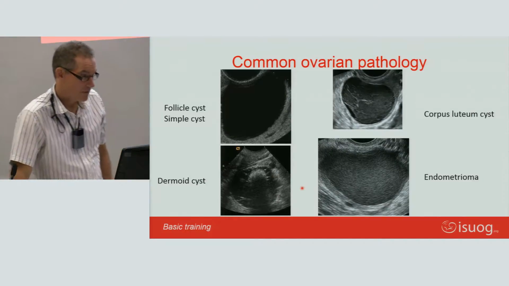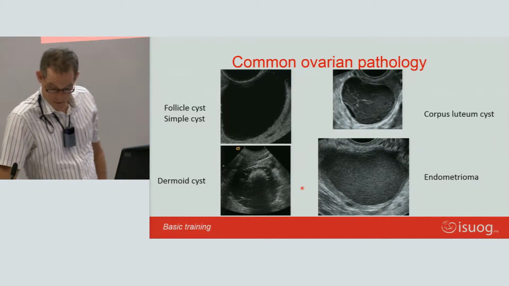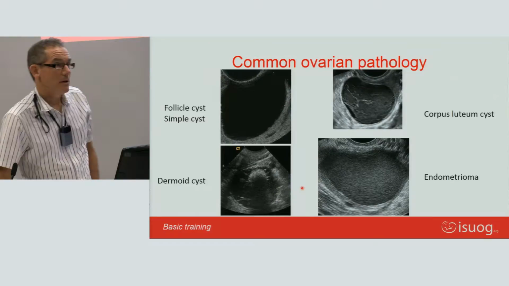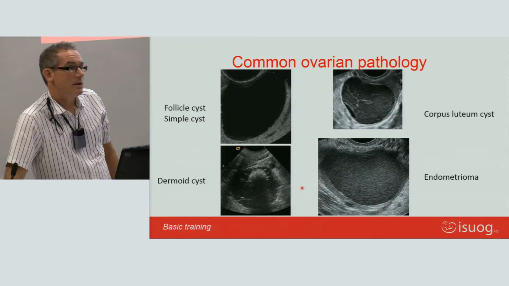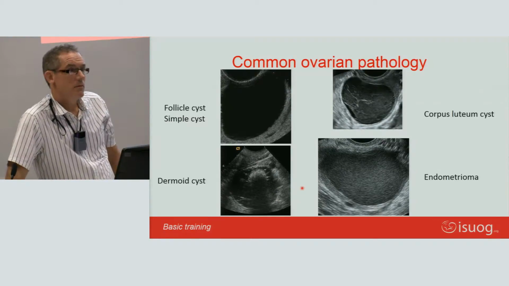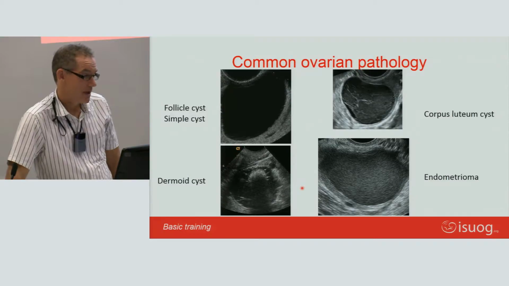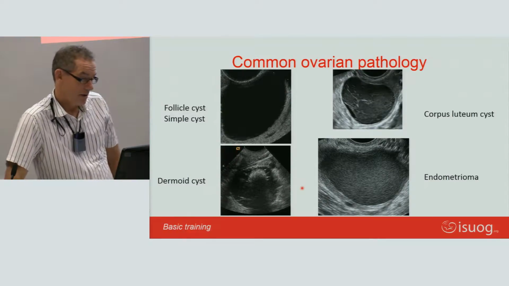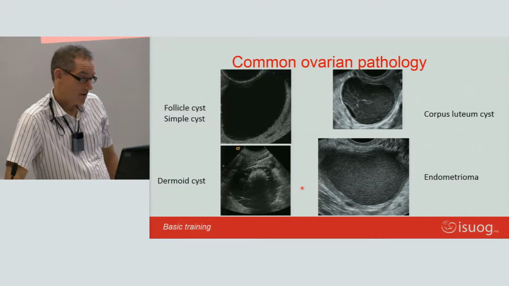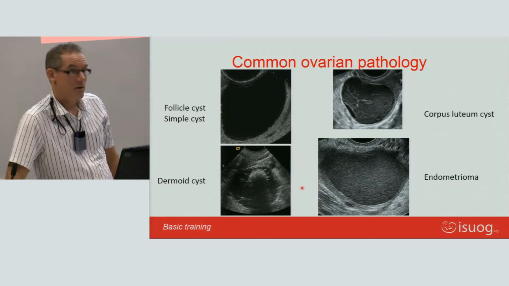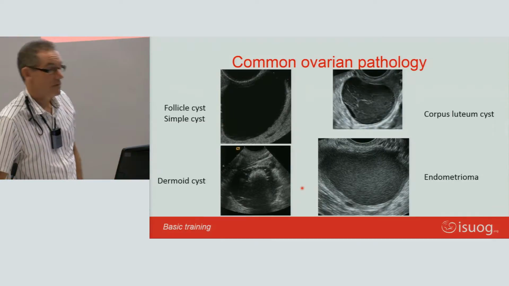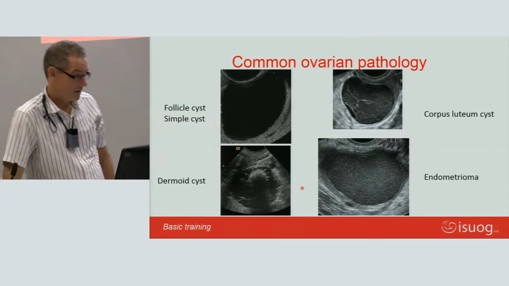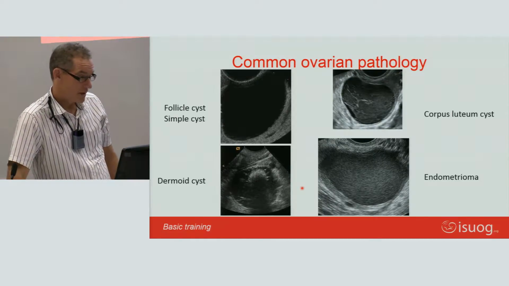Okay, so we talk about ovarian pathology. A lot of women will present for a routine pap smear. Before they know it, they've had a transvaginal scan and they're diagnosed with a cyst. And depending on how good the person doing the ultrasound is, before they know it, they're also having a laparoscopic cystectomy for an essentially completely benign cyst.